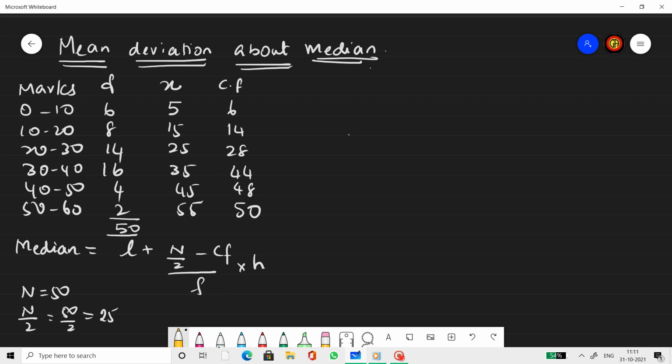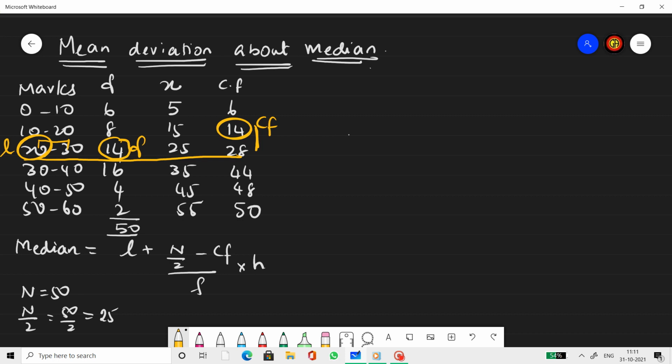Find where 25 lies. 25 lies between 14 to 28. We take the next highest value of 25. So 28, highlight this whole line. The lower limit of this will be the L in the formula. The corresponding frequency will be the F value in the formula. The previous cumulated value will be the CF value in the formula, and H will be the class size.